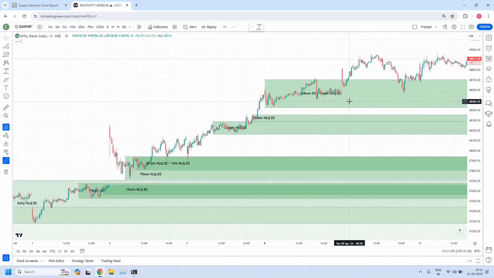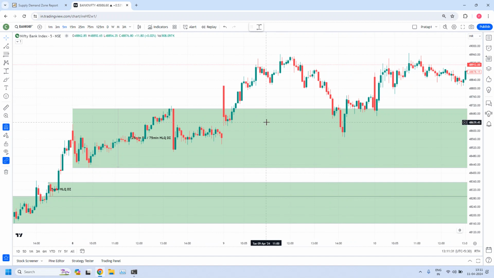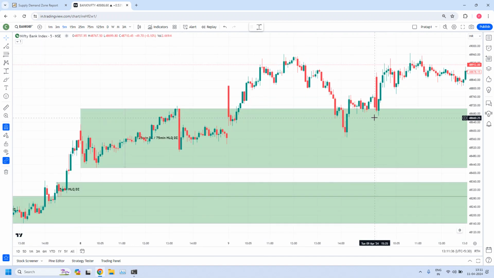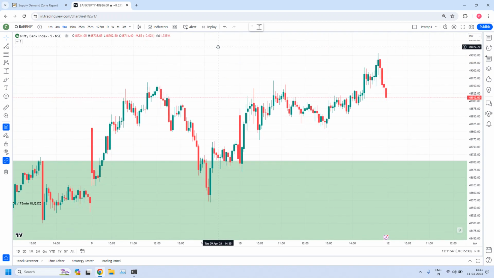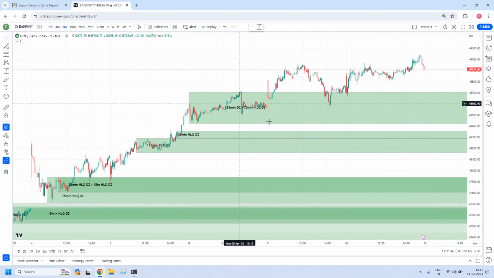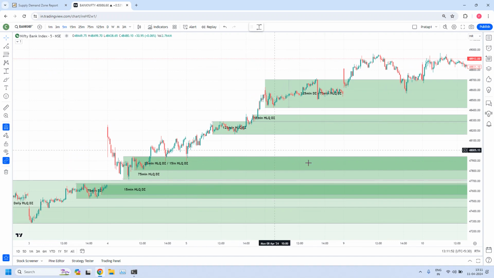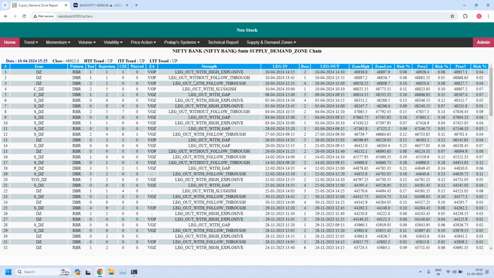Because here we have a 75-minute zone. Here a zone is created, drop base rally recently. And here you might be having a zone. So you have to manually fine tune this area. So which is the most recently available zone? Already tested once. This is a 10-4, 14-15.